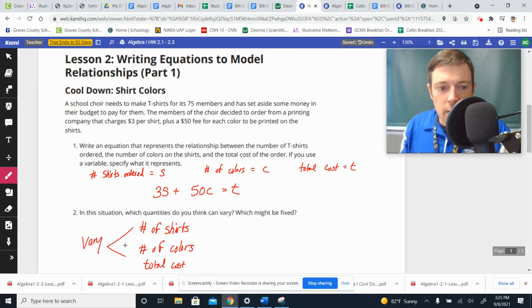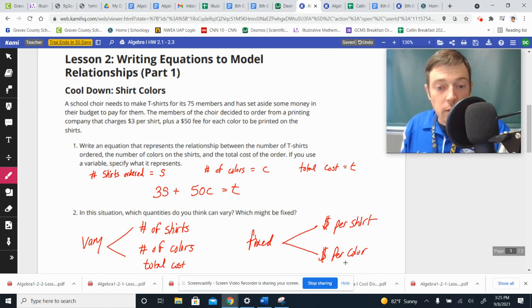And then the ones that we think are going to be fixed are probably the price per shirt and also the price per color, since the company sets those beforehand, and those wouldn't change, those wouldn't vary, but these three things would. And that's your cool down for today.